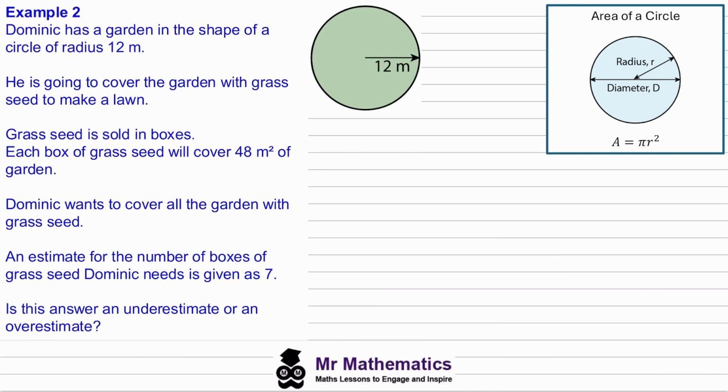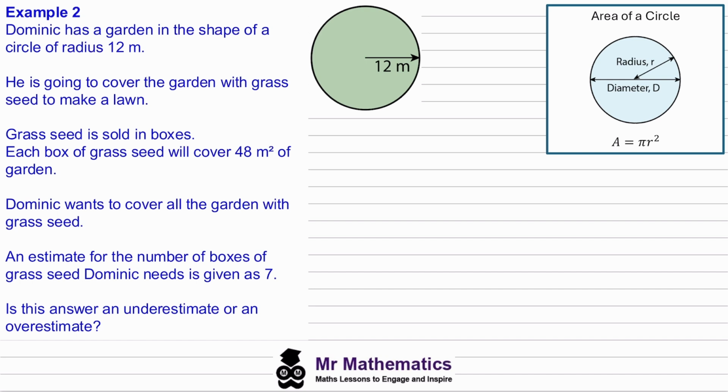So in this example, we're given that Dominic has a garden in the shape of a circle of radius 12 meters. He's going to cover the garden with grass seed to make a lawn, and the grass seed is sold in boxes, and each box will cover 48 meters squared. Dominic wants to cover all the garden. We're told that an estimate for the number of boxes of grass seed needed is 7. We need to work out if this is an under or an overestimate.